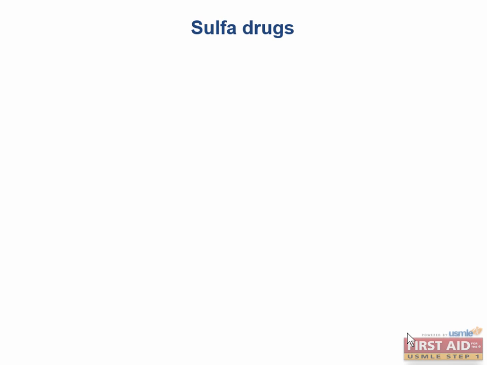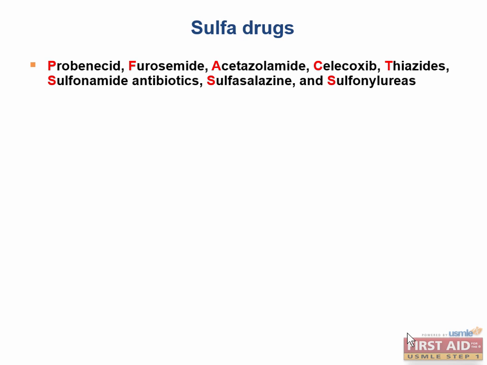It's an important skill to recognize which drugs have sulfa in them because patients with allergies can have a severe reaction to these. Now, what drugs should patients avoid with a sulfa allergy? These will include your probenecid, furosemide, acetazolamide, celecoxib, thiazides, sulfonamide antibiotics, sulfasalazine, and sulfonylureas. And you can remember this with the mnemonic "popular facts with a lot of S's."